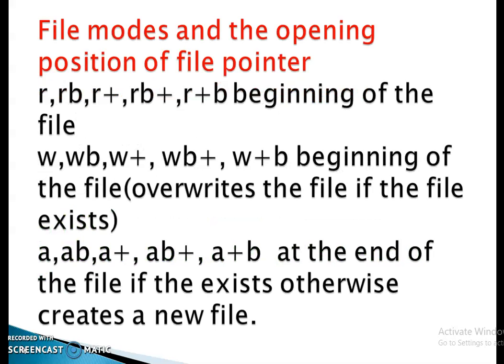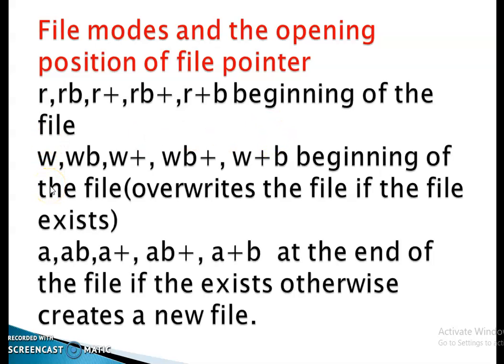The different modes and the opening position of the file pointer. See r, rb, r+, rb+ and r+b. Okay, these are all for the read function with text files and binary files. B is for binary, and this plus means read and write. When you use r, rb, r+, rb+ and r+b, then the file pointer will be at the beginning of the file.